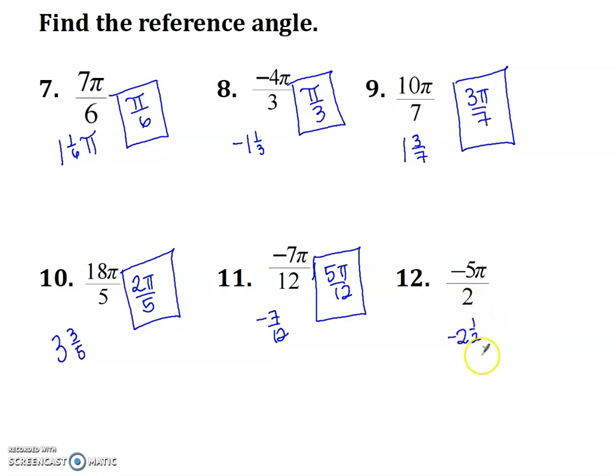Now, number 12, this is -2.5. Okay, so that's going to be quadrantal because our remainder is a half. Okay, so since this is quadrantal, there is no reference angle.